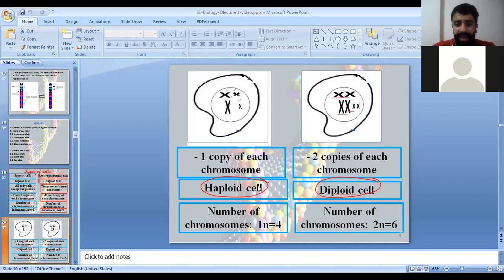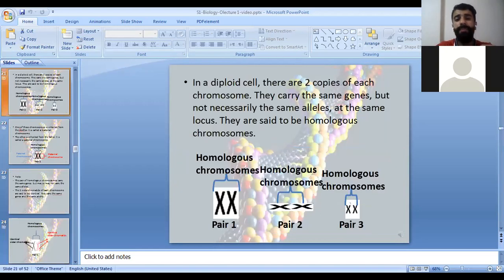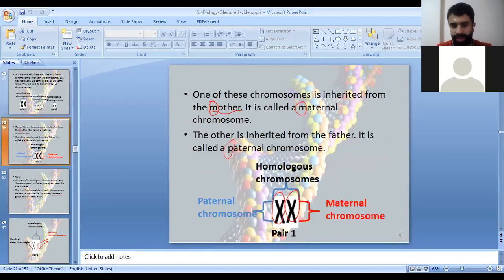In the haploid cell, we have one copy of each chromosome. So the number of chromosomes here is 1n equals 4. Here, we have two copies of each chromosome, so 2n equals 6. In a diploid cell, there are two copies of each chromosome. They carry the same genes, but they don't necessarily have the same alleles. So they are said to be homologous chromosomes.